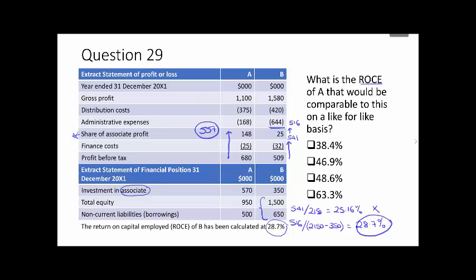In order to calculate the return on capital employed then, we will take that 557 and divide it by the sum of the capital employed here of 1450 less the investment in the associate of 570, and in doing that we would calculate a return on capital employed of 63.3%.